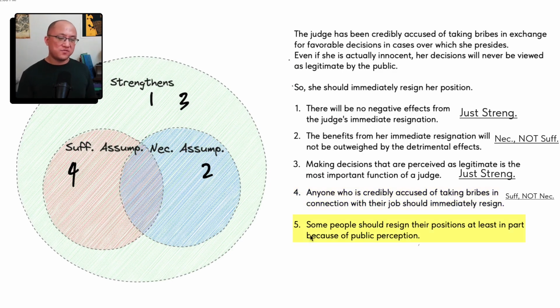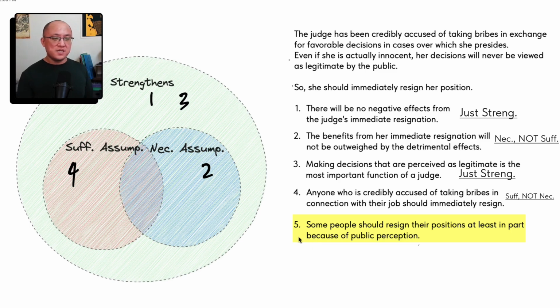And finally, what about number 5? Some people should resign their positions, at least in part, because of public perception. Well, let's see. If this is true, does it guarantee this conclusion? It doesn't, because it's just telling me that some people, at least one person out there, should resign in part because of public perception. But that doesn't guarantee that this judge should be the one who is resigning. So number 5 does not actually prove with certainty that she should immediately resign. It's not sufficient. Is it necessary?